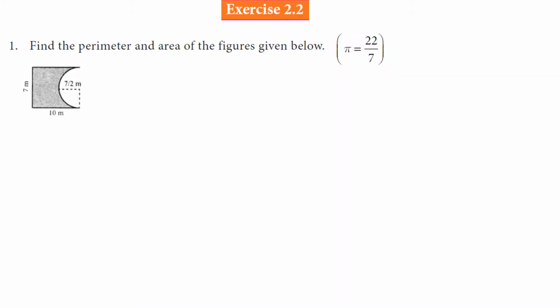Good morning students. Today we are going to discuss exercise 2.2 sums. Find the perimeter and area of the figure. First of all, to find the perimeter, we have to see the length of the arc of the semicircle. So the length of the arc means this portion.